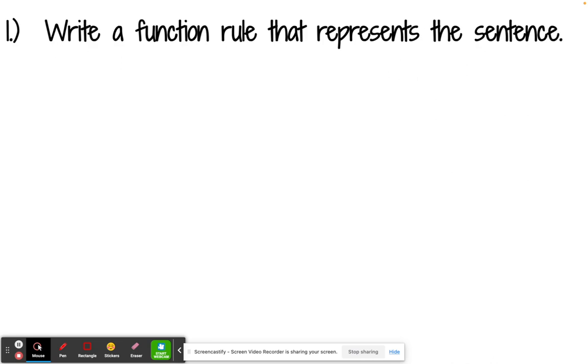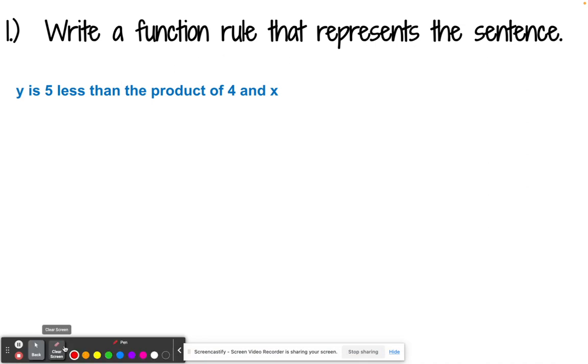So let's write some function rules that represent situations. Y is less than the product of 4 and x. I misread that completely. Let me try it again. Y is 5 less than the product of 4 and x. Well, if you remember our less than, that is subtraction, but it's also a turnaround word, as you recall.